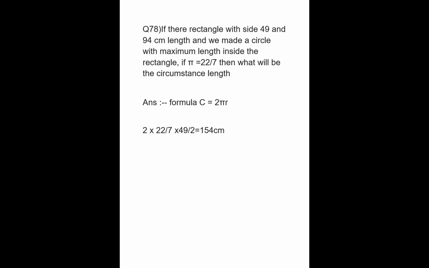With sides 49 and 94 in the rectangle, the diameter of the circle will be 49. The formula is C equals 2 pi r. So 2 multiplied by pi, 22 by 7, multiplied by r. R means radius and 49 is the diameter, so the radius is half of the diameter. So we write 49 by 2 and the answer will be 154 centimeters.